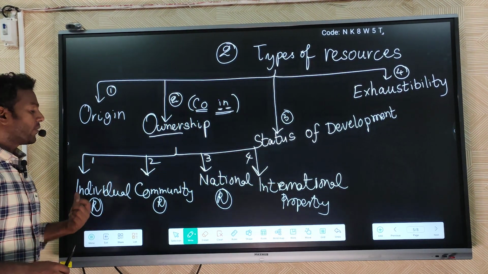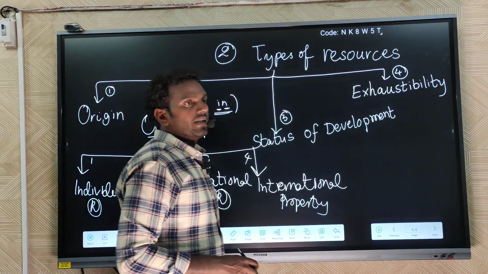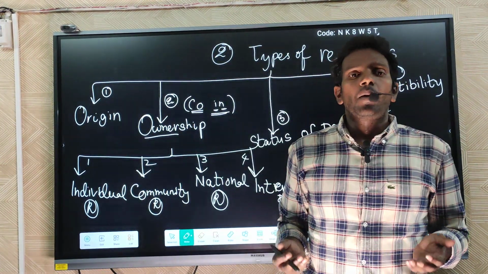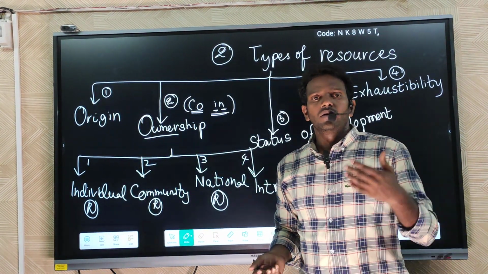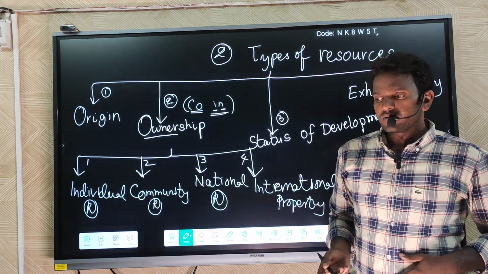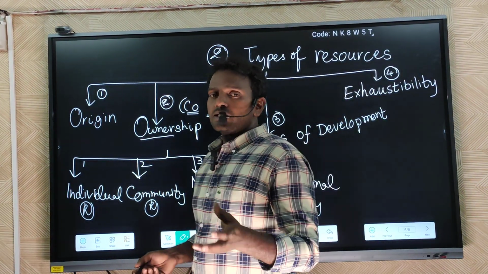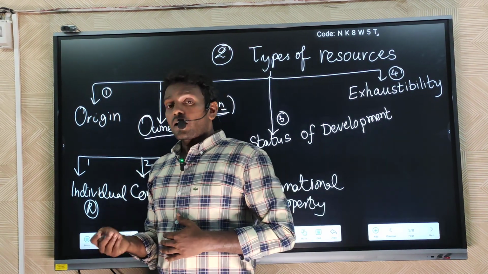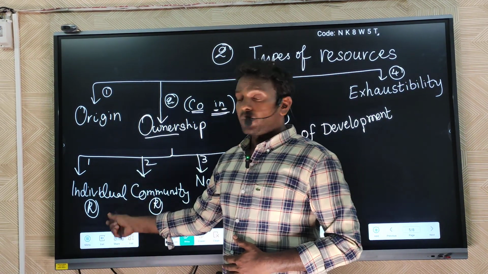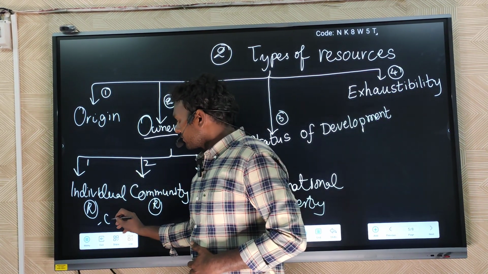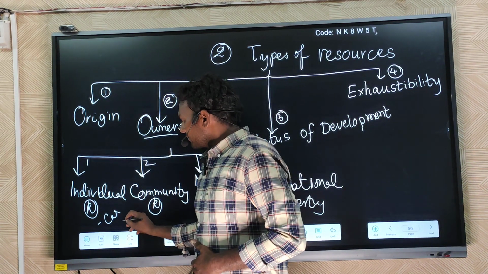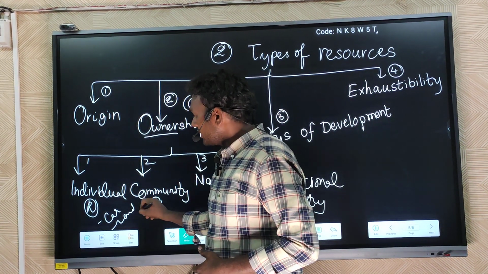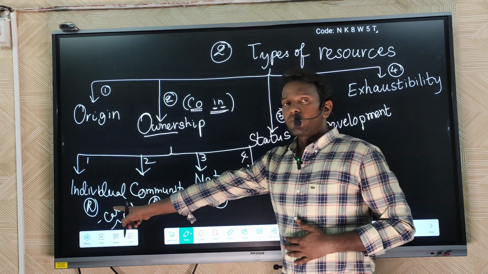Coming to individual property. What is individual property? It is about personal properties. You have some properties, I have some properties. For example, I have land, I have a car, I have animals, I have livestock. These all belong to personal properties. For example, car, land, all this comes under individual property or personal properties.